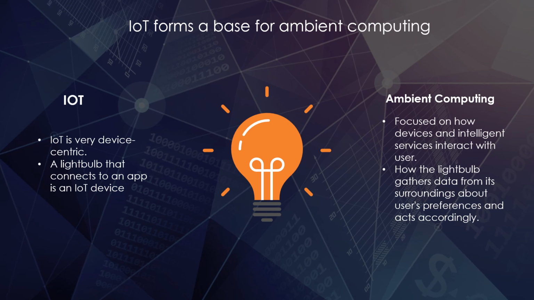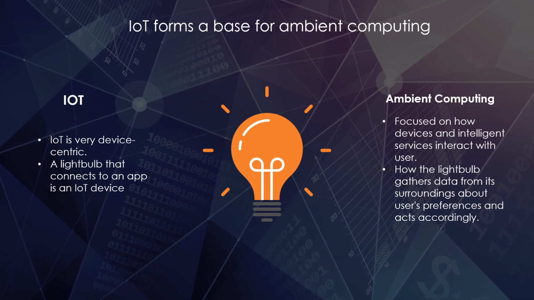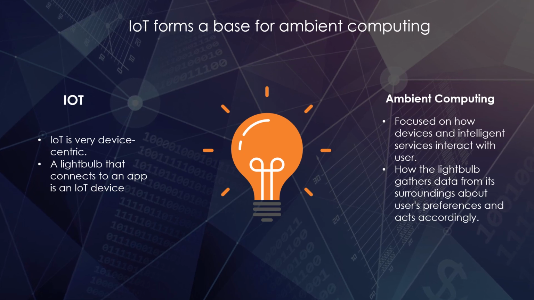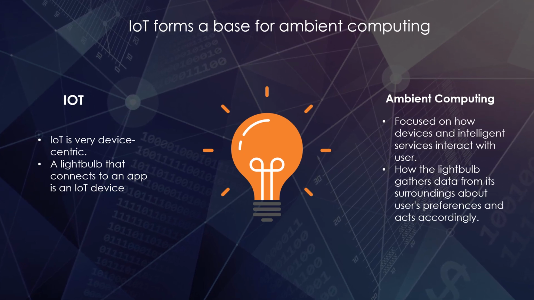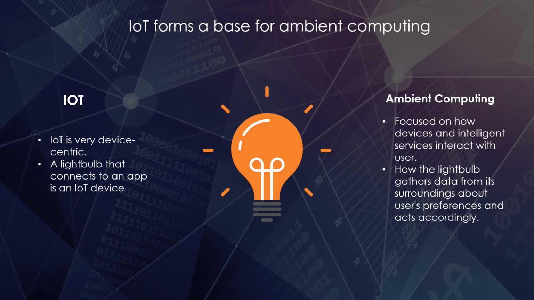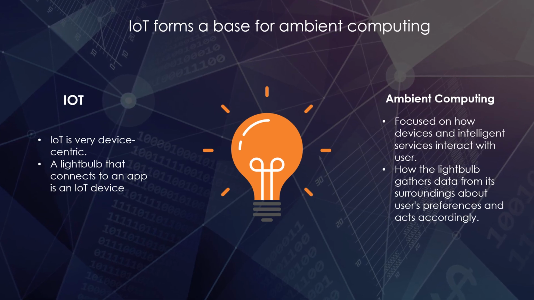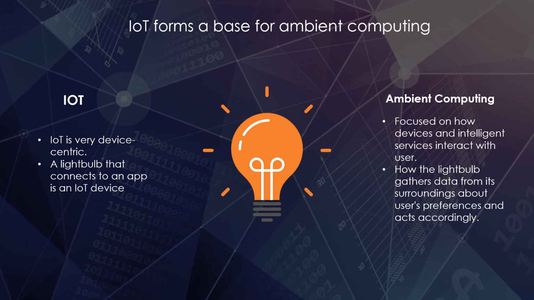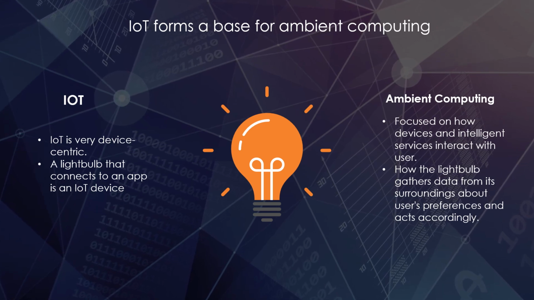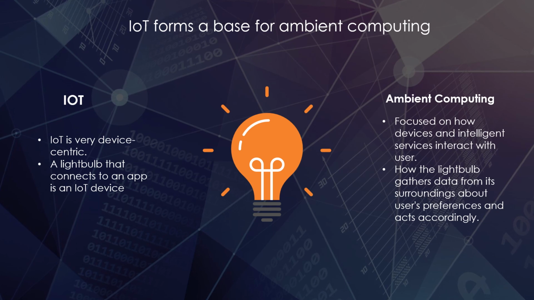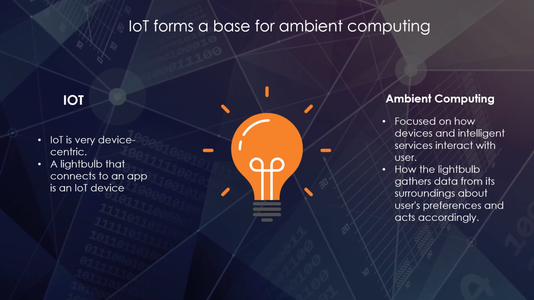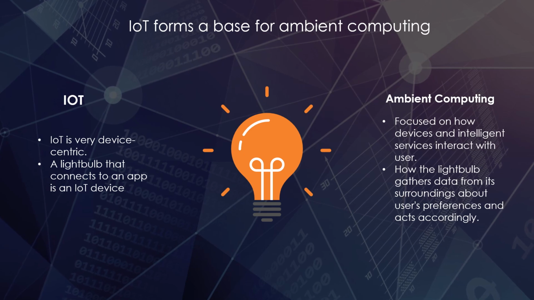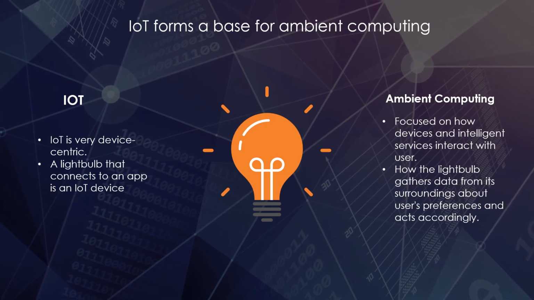Internet of Things and ambient computing are directly related. Internet of Things describes the smart home and how the devices connect, whereas ambient computing is what happens when these devices are connected and more so what they learn from each other. Internet of Things is very device centric, whereas ambient computing is more focused on how devices and intelligent services interact with the user.